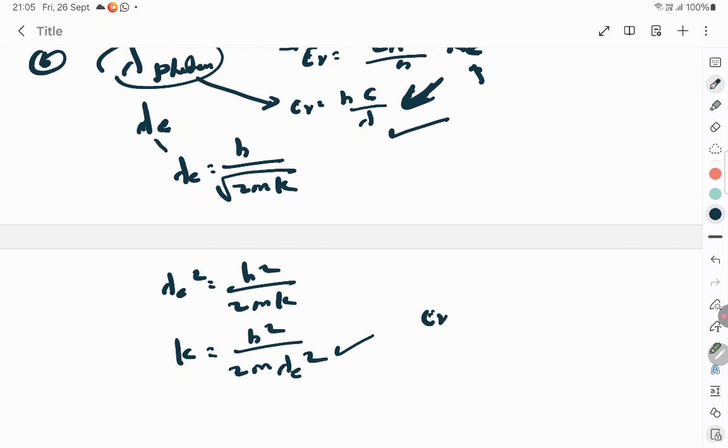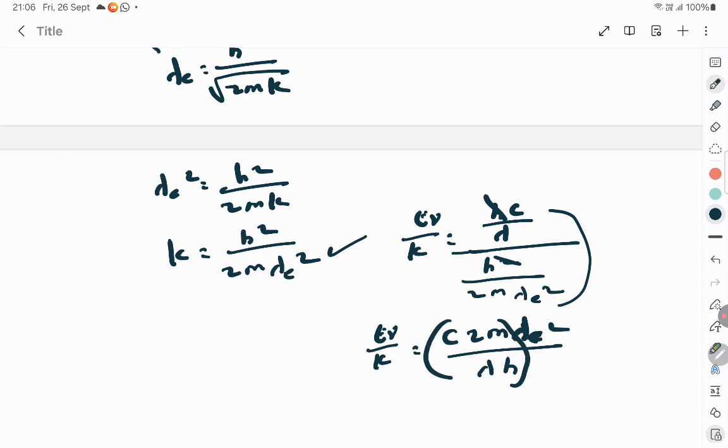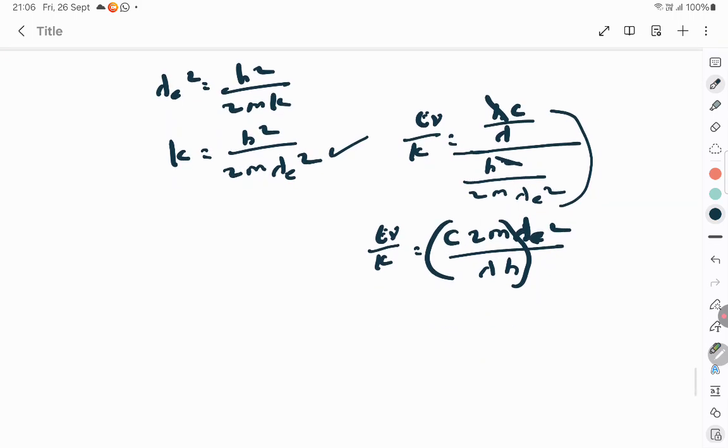Let me try. Energy of the photon by the kinetic energy is h into c by lambda, by h square by 2m into lambda E square, where the h and h get cancelled and this goes up, and lambda E cannot be cancelled, you know that. So it's c into 2 into m into lambda E square by lambda into h. Lambda E is the wavelength of the electron. So you still get 2mc by h, but in addition there is a lambda in this. Okay, so let's see if that's what they're asking.